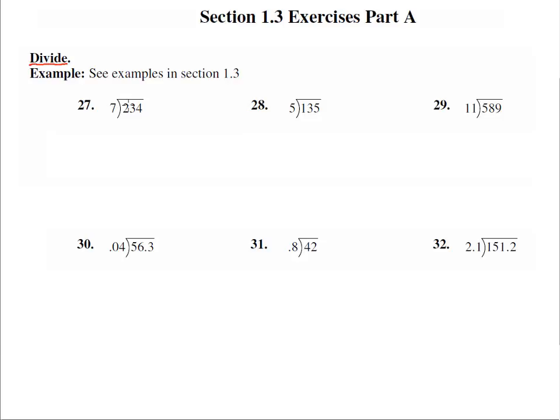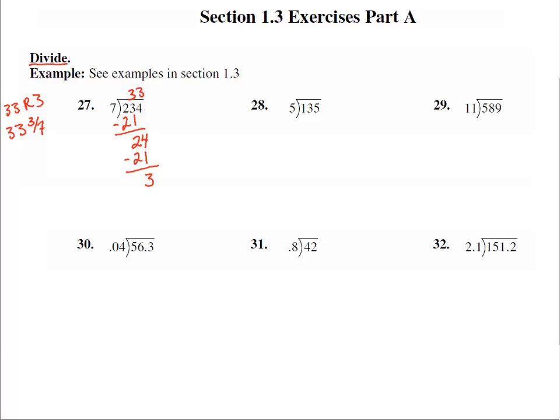So we go, 7 goes into 23 3 times. 3 times 7 is 21. Subtract and we get a 2. Drop down the 4 and we get 7 into 24 is 3. Again, that's a 21. Subtract. 24 minus 21 is 3. Now, this could give us 33 remainder 3, or 33 and 3/7.